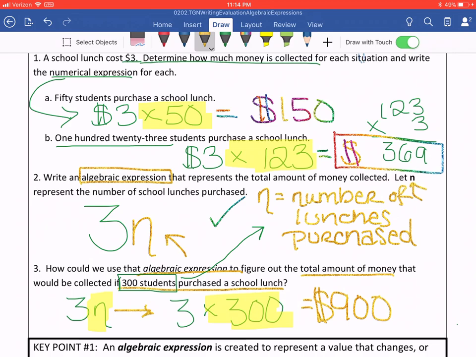So this is something new that we've just done, and I want to highlight it one more time. We had our algebraic expression right here, and our variable N was representing the number of lunches purchased. We were able to replace that N with 300 in this scenario because 300 students purchased a school lunch. Once we replaced that N with a value, we were able to determine that $900 would be what was collected.